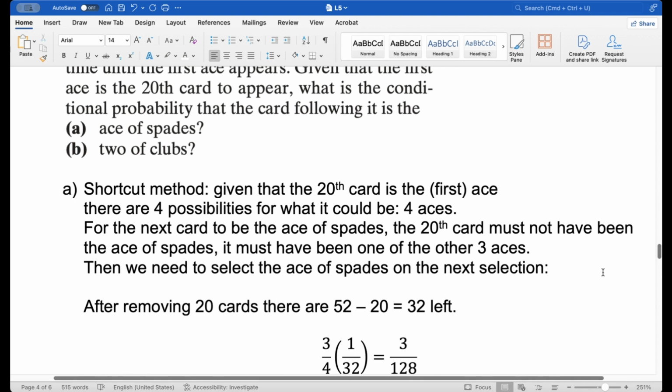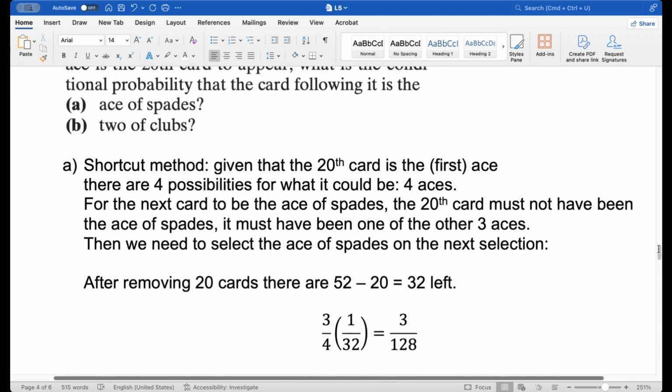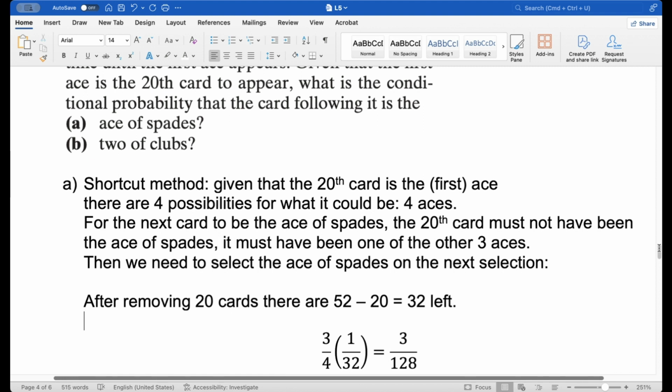So again, that's kind of quick. That doesn't always mean it's the easiest way to understand it, but it seems to be the fastest way to do this problem. To recap, we know the 20th card is the first ace. We want to avoid the ace of spades, so that it's there for the 21st selection. So we restrict ourselves to missing that ace on the 20th draw. That's 3 out of 4. Pick one of the other aces, then pick the ace of spades next. One way to do that out of 32 cards left, and then multiply that out.